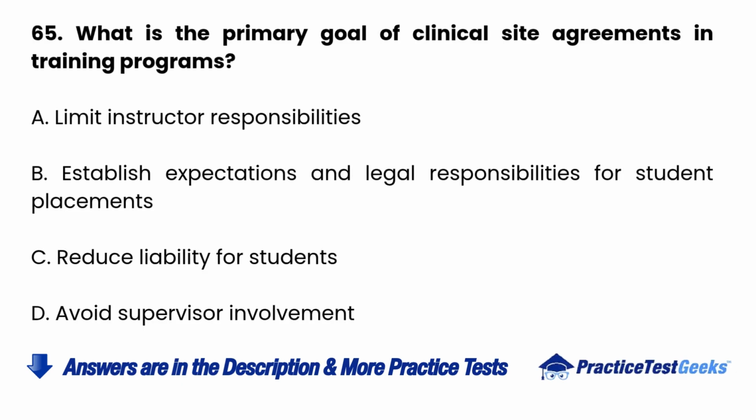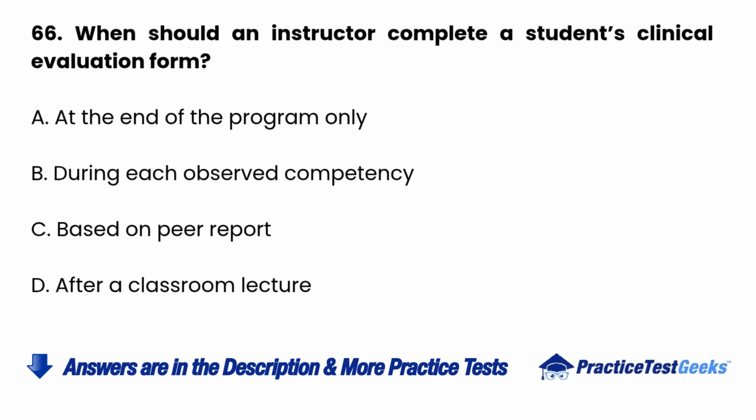65. What is the primary goal of clinical site agreements in training programs? A. Limit instructor responsibilities. B. Establish expectations and legal responsibilities for student placements. C. Reduce liability for students. D. Avoid supervisor involvement.